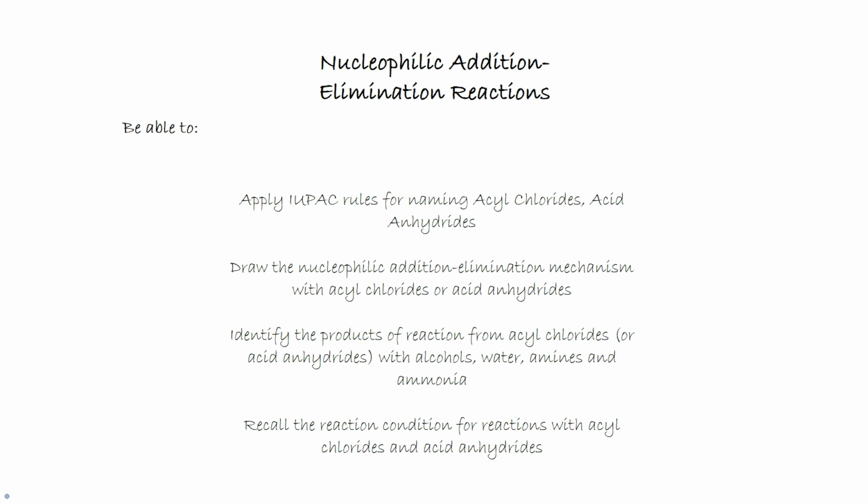You should be able to apply IUPAC rules for naming acyl chlorides and acid anhydrides. Be able to draw the nucleophilic addition elimination mechanisms with acyl chlorides and acid anhydrides. Identify the products of reaction from acyl chlorides or acid anhydrides with alcohols, water, amines and ammonia. And finally, be able to recall the reaction conditions for reactions with acyl chlorides and also acid anhydrides.